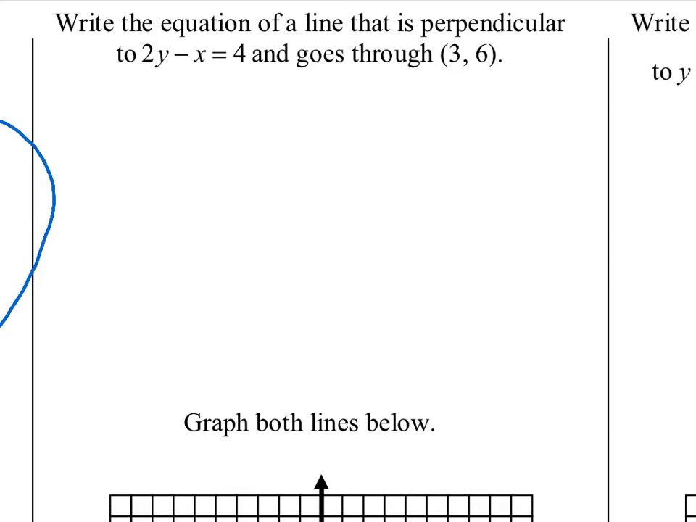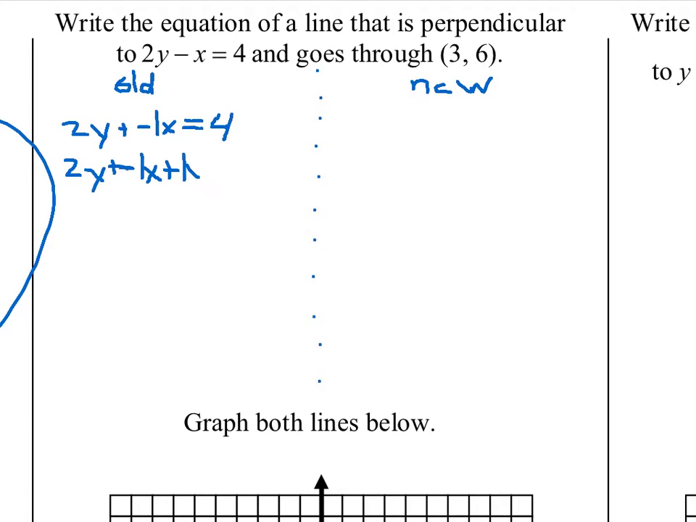How am I going to do that, Nicole? Yeah, we want to solve for y, so I'm going to split up my space here just like you should. I'm going to be dealing with my old equation on the left, and then when I get a chance, I'll work with my new equation on the right. So my old equation was 2y plus negative 1x is equal to 4. Nicole says, I need to get y alone. Jose, what is the first step to get y alone? Yep, add a positive 1x to both sides. That leaves me with 2y is equal to 1x plus 4.